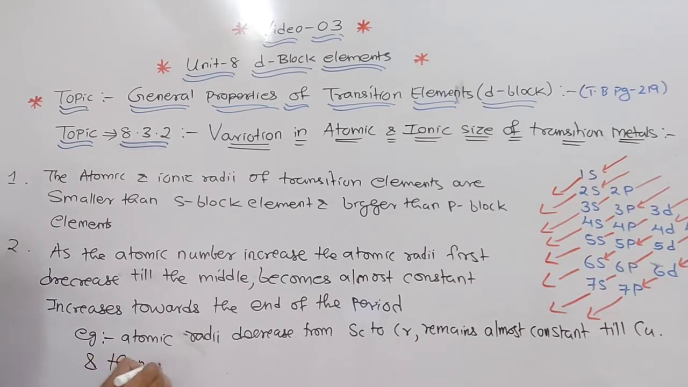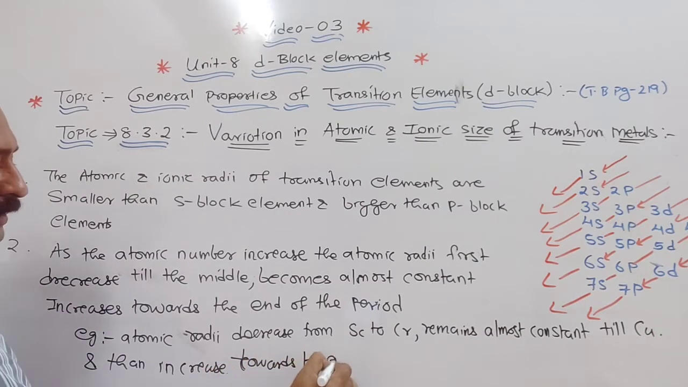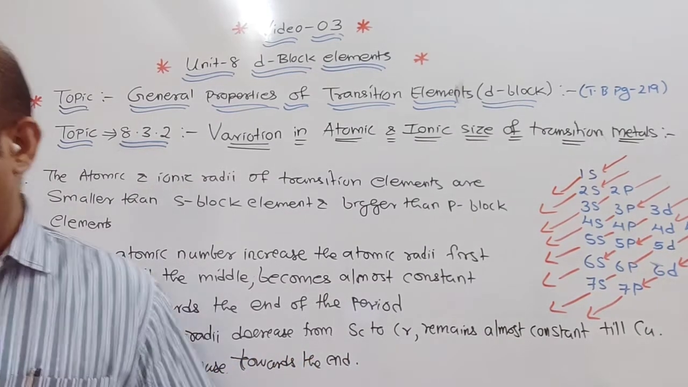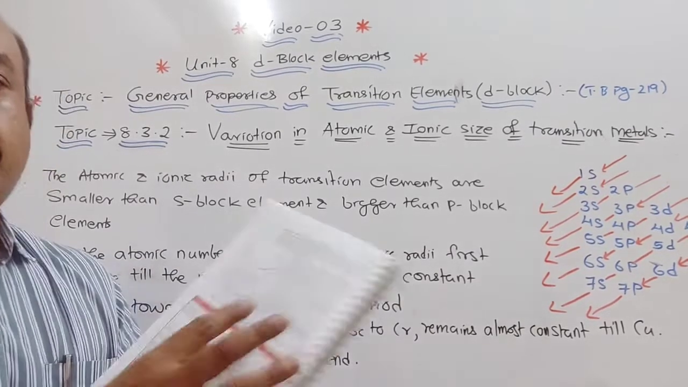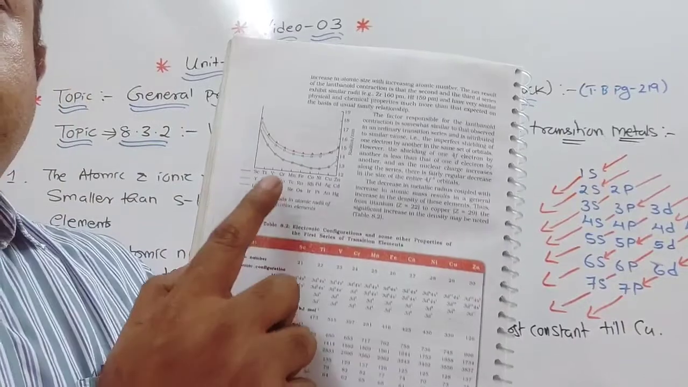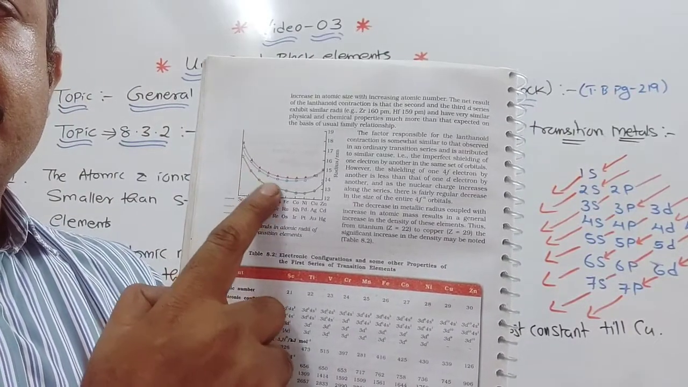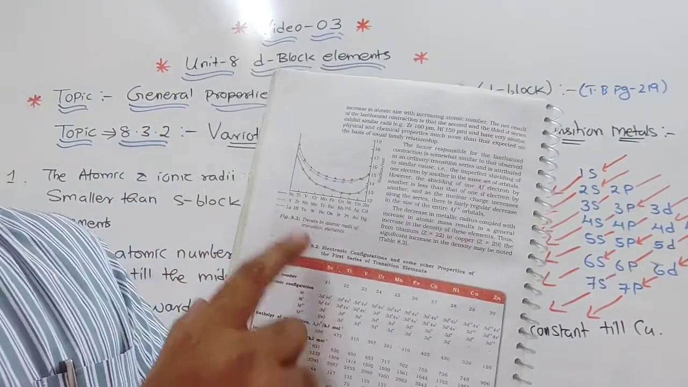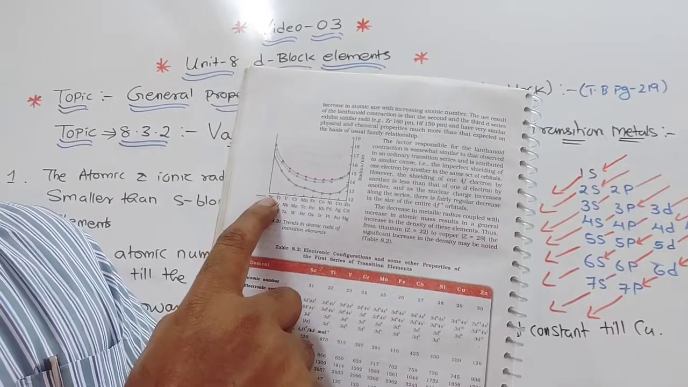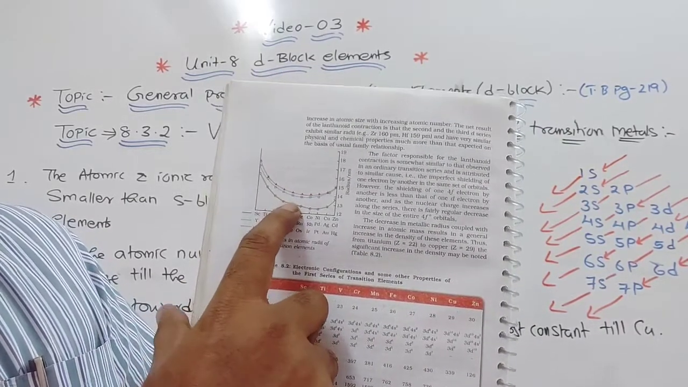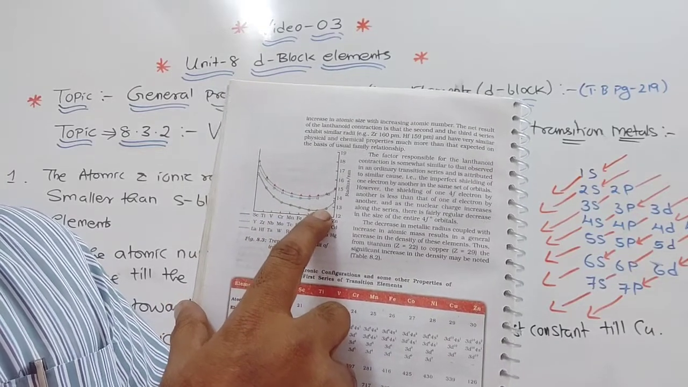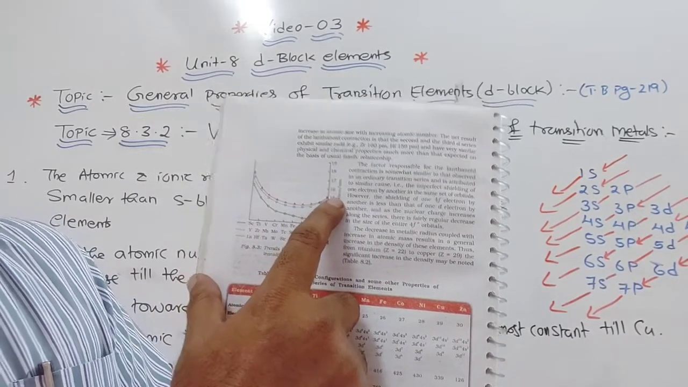Now this you can see in the textbook. You can see the green color dots are given. Look here in this textbook. This is your first transition series graph, or the curve that is given. It starts from scandium till chromium, where it is decreasing. Then it becomes constant till Cu, and the last one, at zinc, the atomic radii increases.